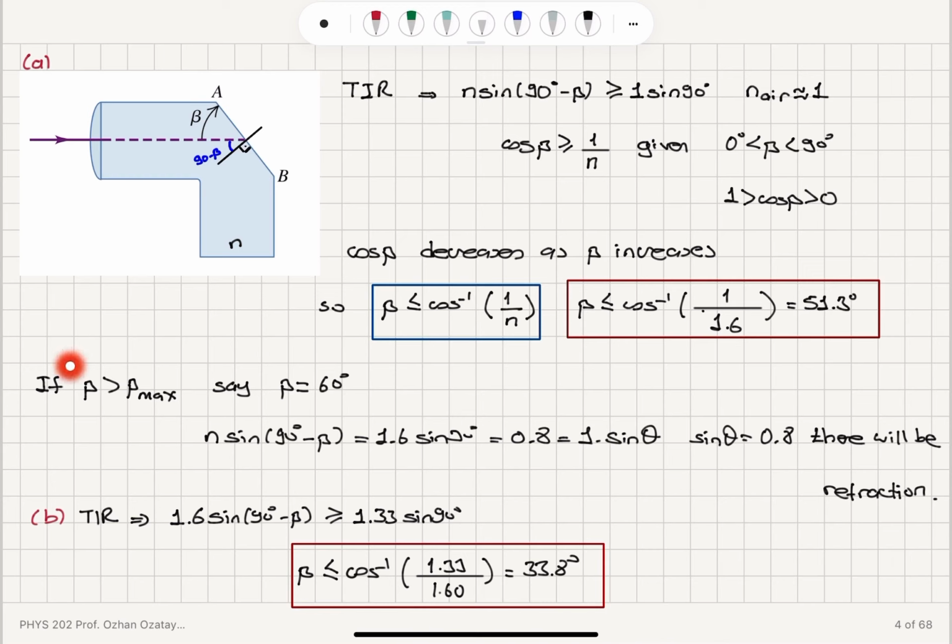Indeed, if I try to have a value of beta greater than this, 60 degrees for example, I see that sine theta for the angle of refraction is sine inverse of 0.8, which is possible, so there will be a refraction. If the outside medium is water, then we change this condition. 1 times sine 90 becomes 1.33 times sine 90. And in this case, beta is less or equal to cosine inverse of 1.33, the index of refraction of water, divided by 1.6, the index of refraction of the plastic, which gives us a maximum beta value of 33.8 degrees.